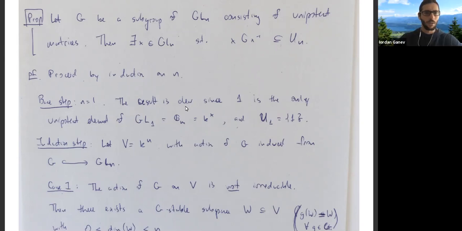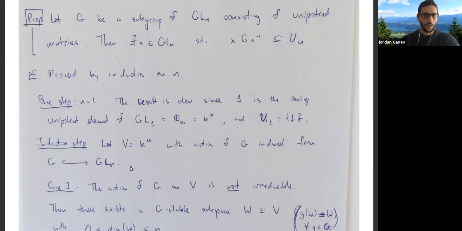All right. So we do this by induction on n. First of all, if n equals 1, then there's not much to show because then GL1 is the multiplicative group, and the only unipotent element is 1, and the UN in this case is just the identity, so there's nothing to show. Okay, so for the induction step, let's take V to be k to the n, and we have this action of G on V, induced by the embedding of G inside of GLN.